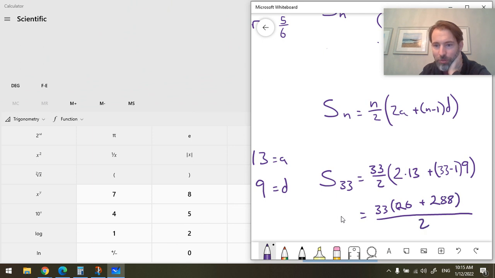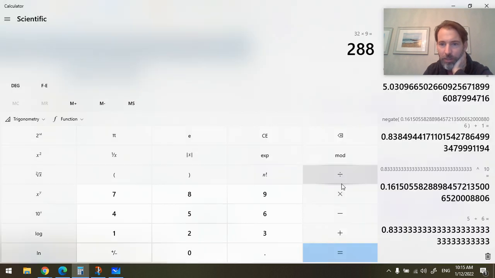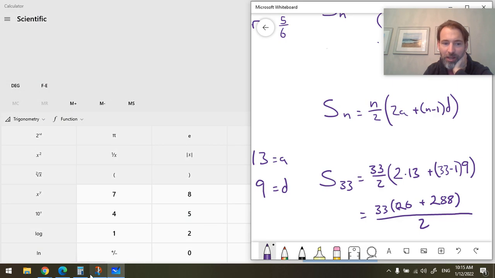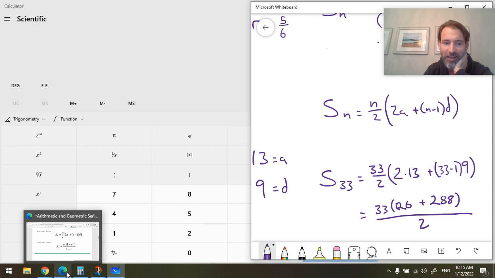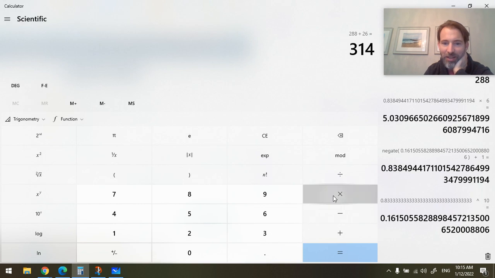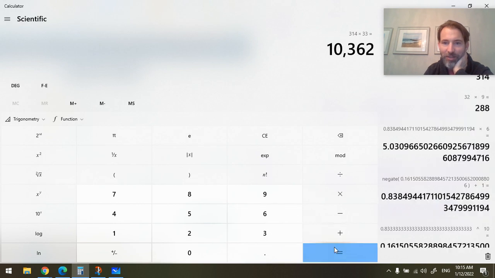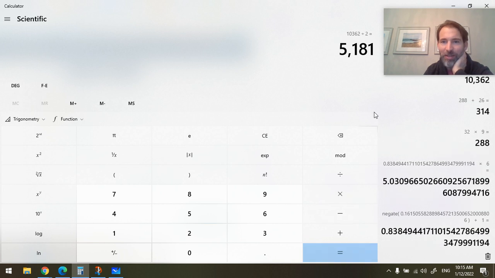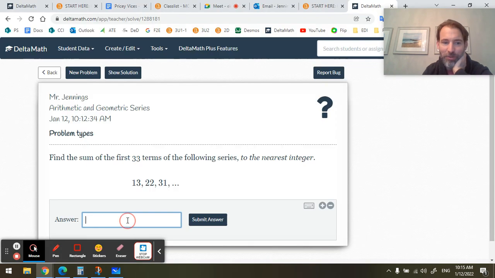All over 2. This 2's going to come down there. And then 26 plus 288 is 314. And I have to multiply this by 33. Here we go. Times 33, and divide by 2, equals 5,181. Let's check this in Desmos. 5,181.